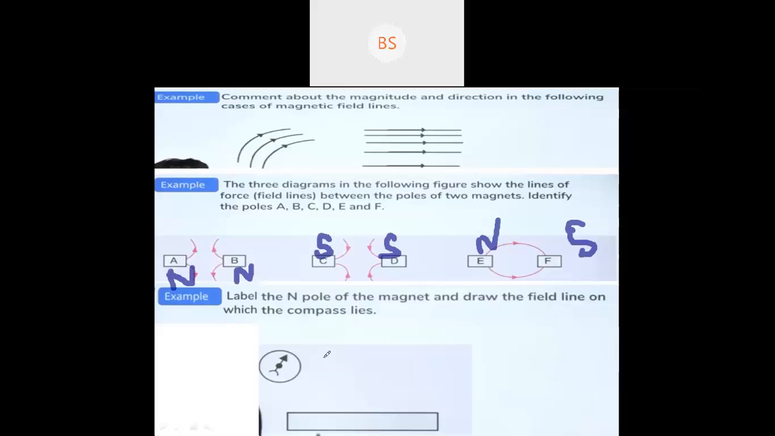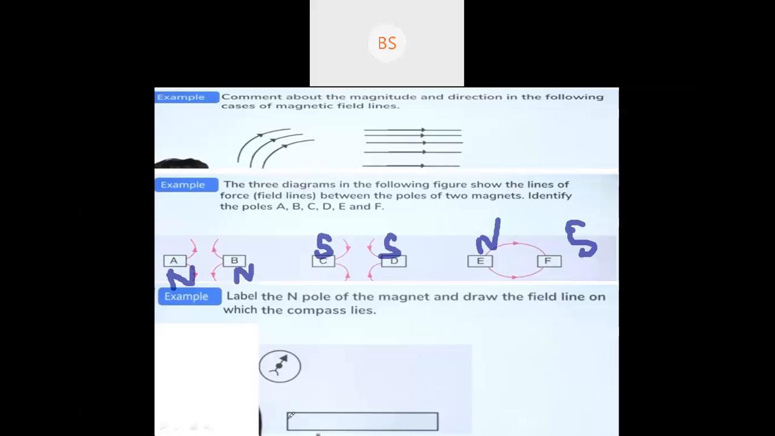The next one is: label the north pole of the magnet and draw the field lines on which the compass lies. Here you can see a bar magnet is kept and here is a magnetic compass. Label the north pole of the magnet and draw the field lines on which the compass lies.